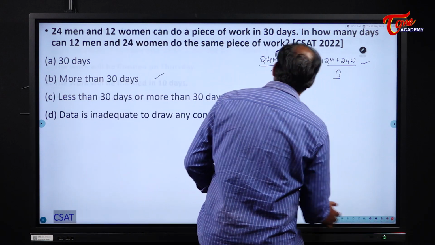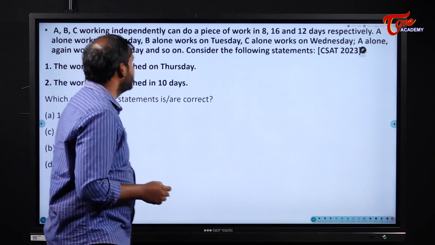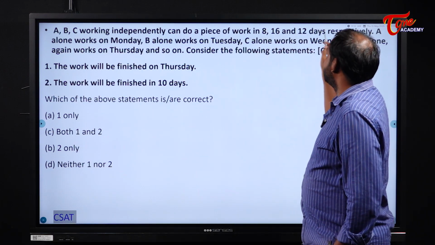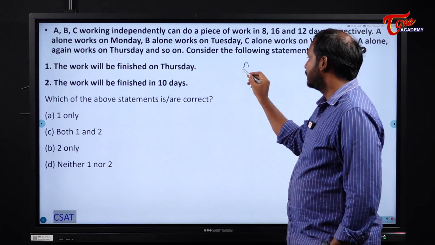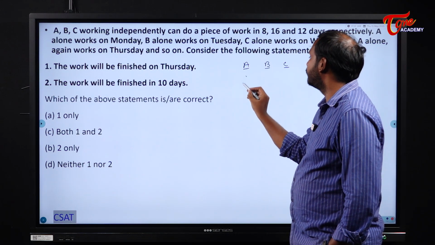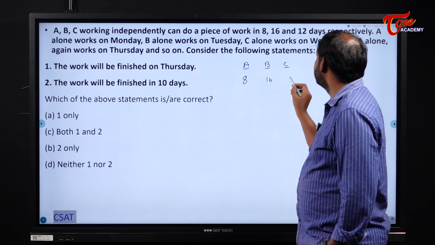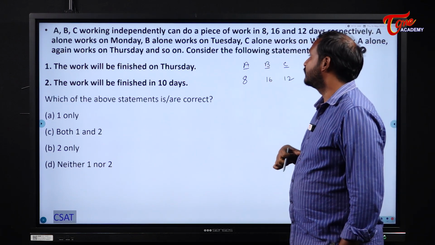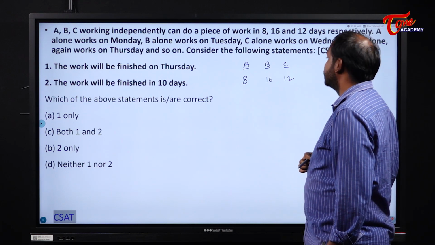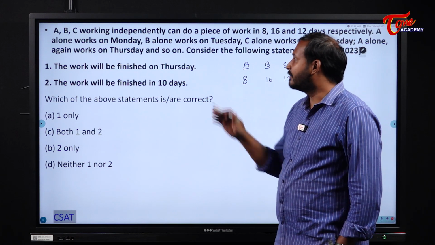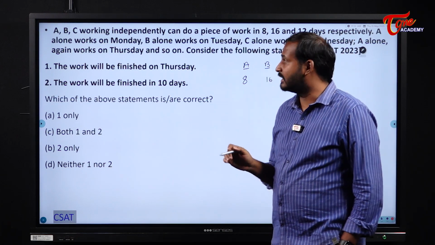Next one. A, B, C working independently can do a piece of work in 8, 16 and 12 days. Okay. A, B and C, working independently, can do the work in 8, 16 and 12 days respectively. A alone works on Monday, B works on Tuesday, C alone works on Wednesday, A alone again works on Thursday and so on. Okay, that means every day alternately.